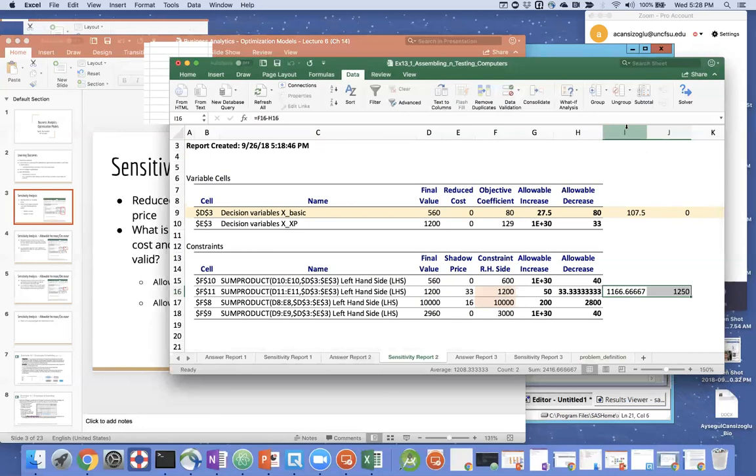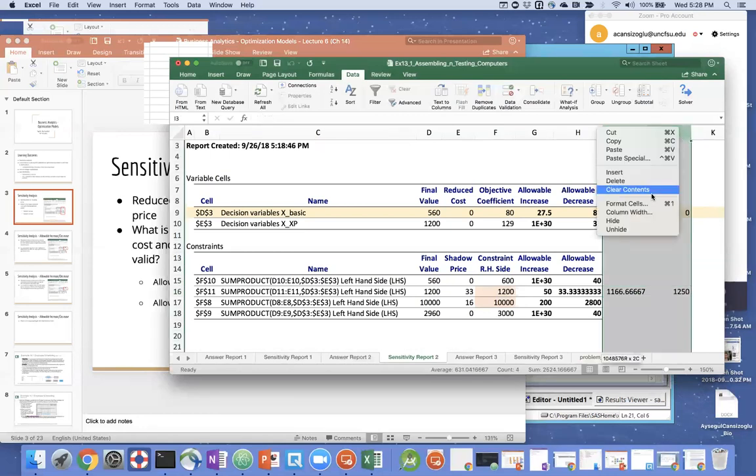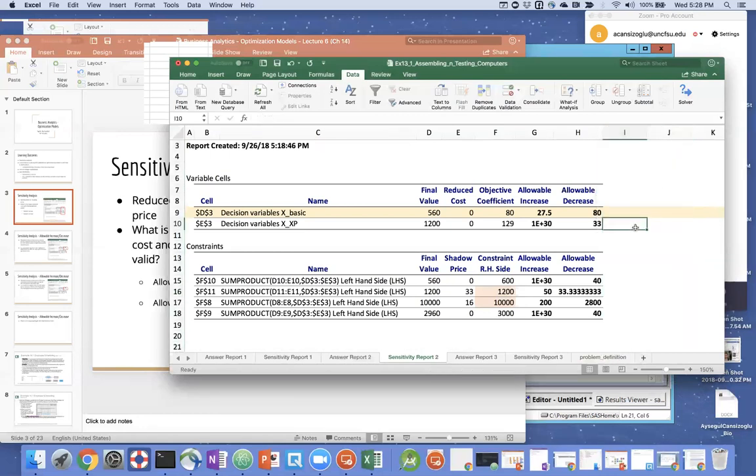So Dr. Z, functionally, we are saying that if we are making 1167 basic and 1250 XP, our profit will continue to be the same. We have our optimized function. That's what it means, right? Can you repeat again? I was saying that between that range, for our basic and the XP model, our objective function will continue to be the same. That is what functionally it is saying. Yes, that's right.